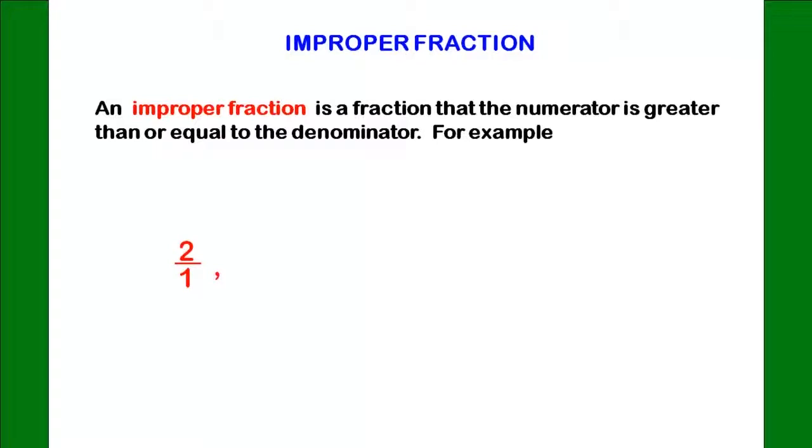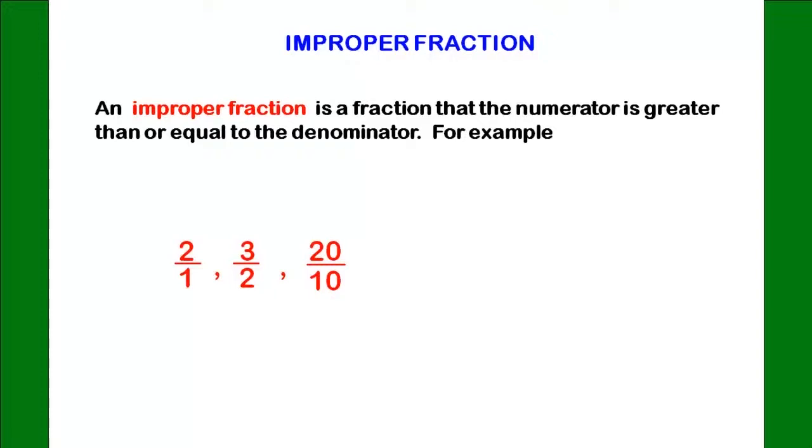2/1. 2 is greater in value compared to 1. So, 2/1 is an example of an improper fraction. 3/2. 3 is greater in value compared to 2. And that is why 3/2 is an example of improper fraction. 20/10. 20 here is the numerator and 10 is the denominator. 20 is greater in value compared to 10, and that is why it is an example of an improper fraction.